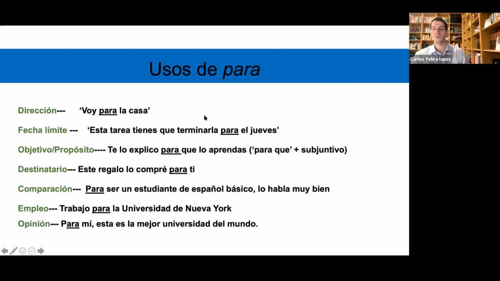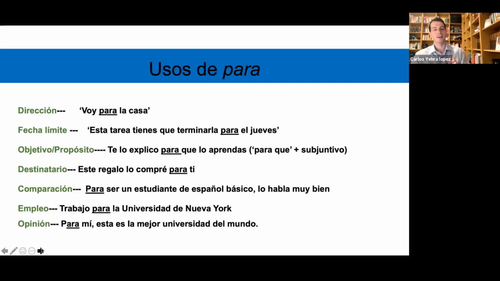So again, usos de para: dirección, direction; fecha límite, deadline; objetivo o propósito, objective or goal, purpose; destinatario, meaning recipient; comparación, comparison; empleo, employment; and opinion, opinión.